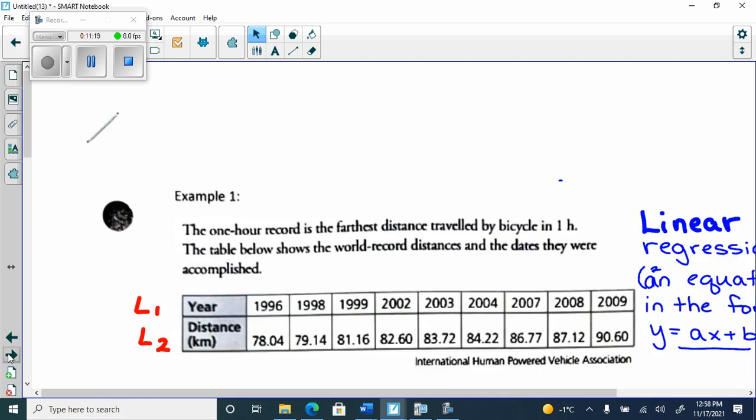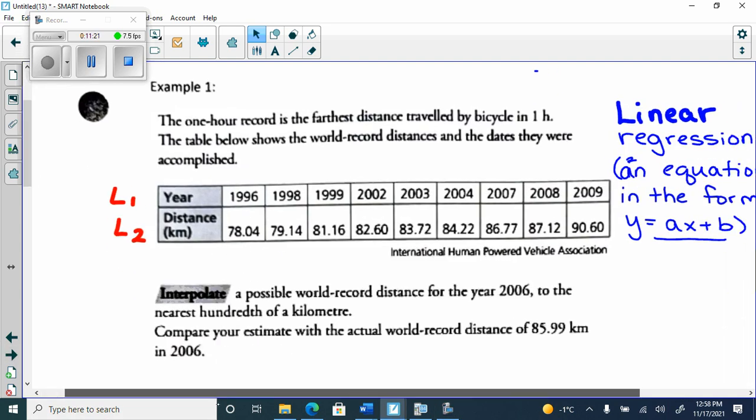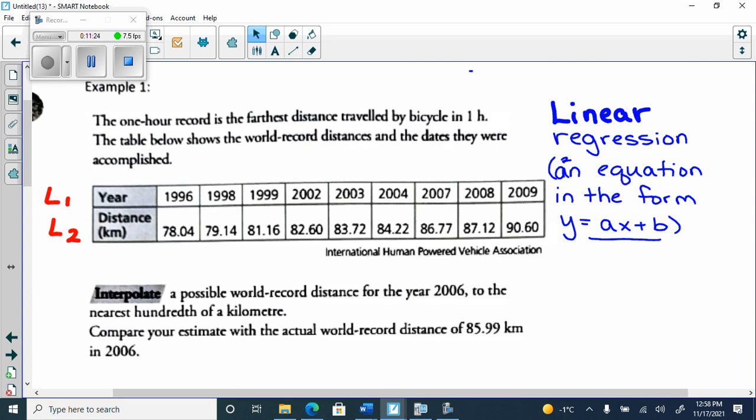Now, what we're going to look at is this first part of that sheet that I handed to you. This here is some data given to us. If we don't have our calculators, we would have to somehow, which I don't know how, turn this data into a linear line. These are all coordinates. There's a coordinate at 1996 on the x and 78.04 on the y, right? This is a table of values, just coordinates. We agree? So this one has 9 coordinates on this graph.